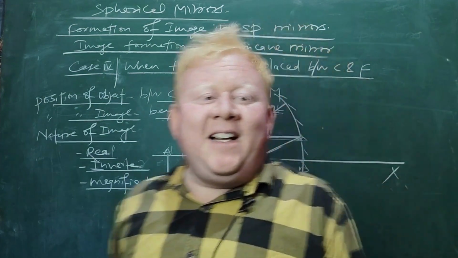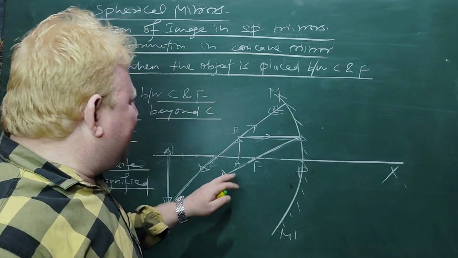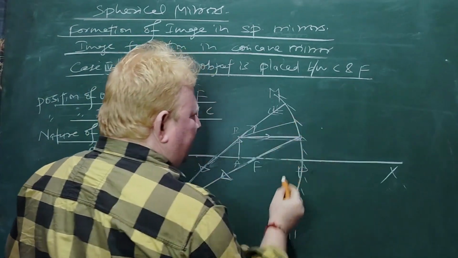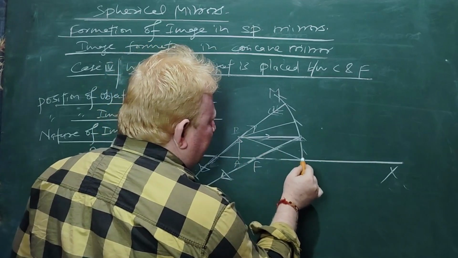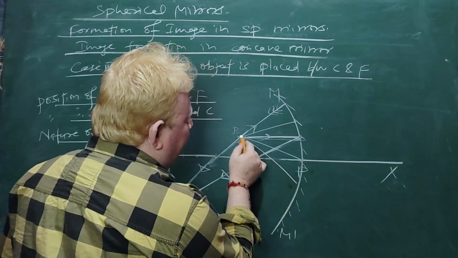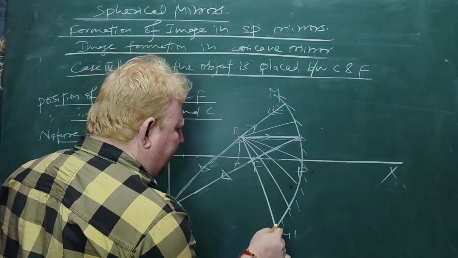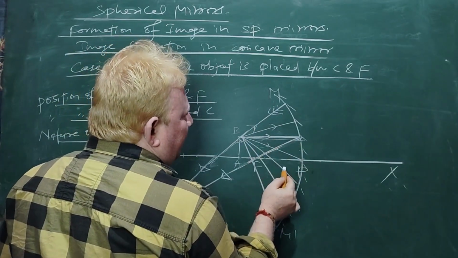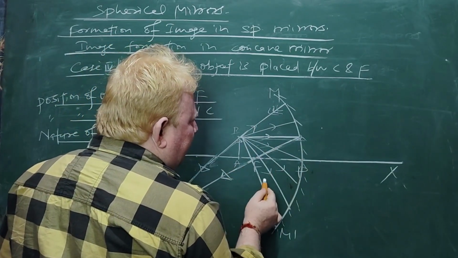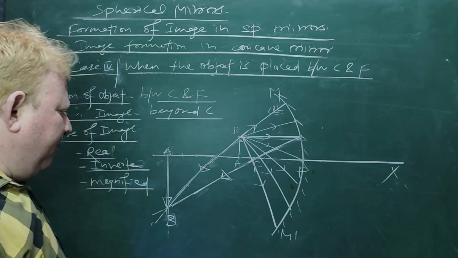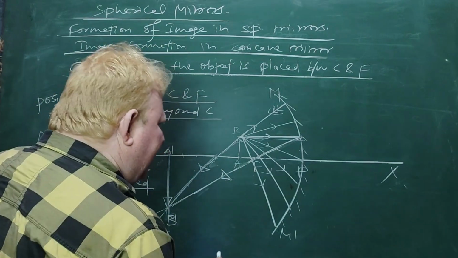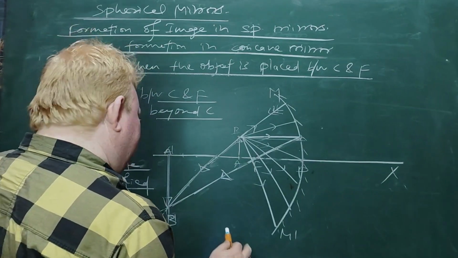Now in the same way you can disturb here also. If you consider more light rays, this light ray, this light ray, this light ray, no matter how many light rays you consider, I am telling you all the light rays after reflection meet exactly at this point.